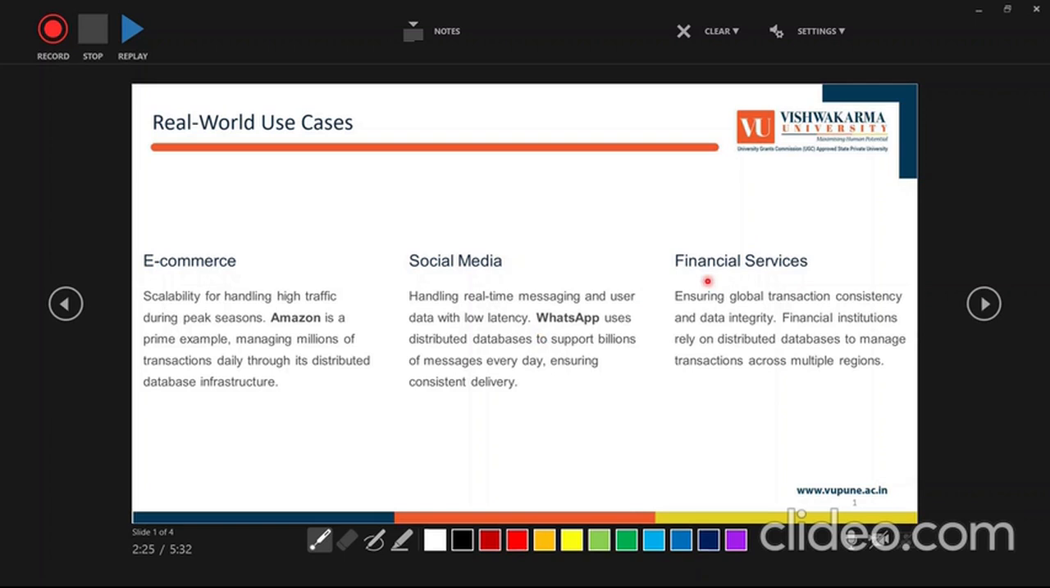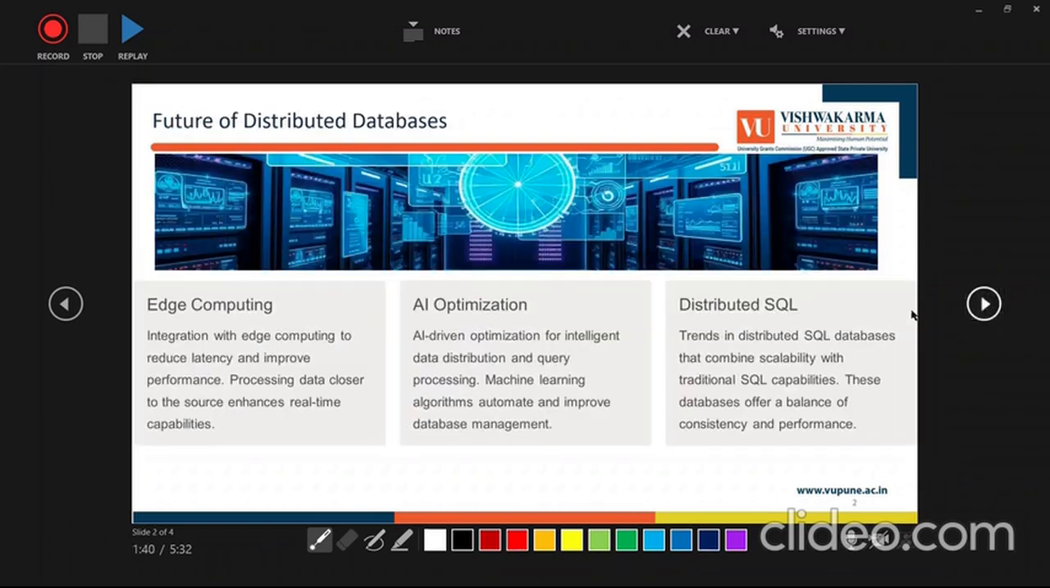After that, there is the future of distributed databases, like edge computing, AI optimization, and distributed SQL. In edge computing, we can process data at the source, which can enhance real-time capabilities. It also reduces your latency and improves your performance.